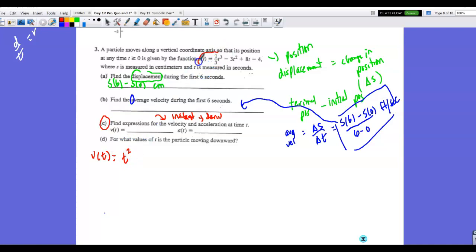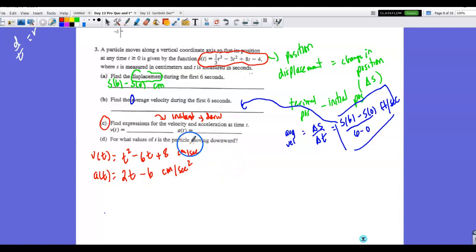And by the way, I'm looking back up here if you're wondering where I'm getting this from. I'm just using the power rule. So t squared minus 6t plus 8. That would be the instant velocity, and that would be measured in centimeters per second. And then the acceleration function is the derivative of velocity. Using the power rule, I get 2t minus 6, and that would be centimeters per second squared, because we're dividing by seconds again.